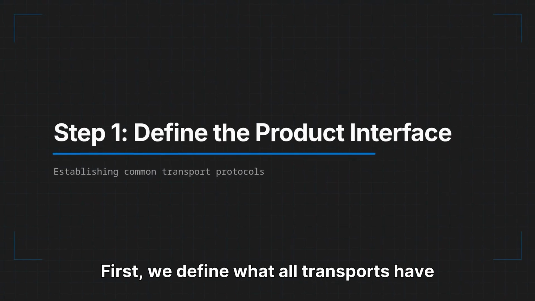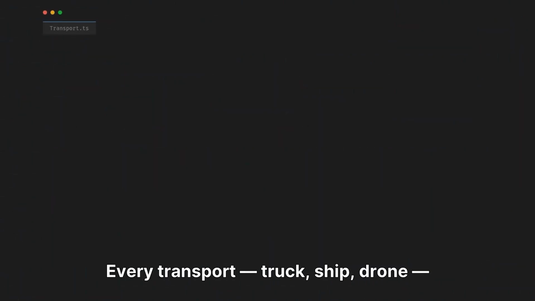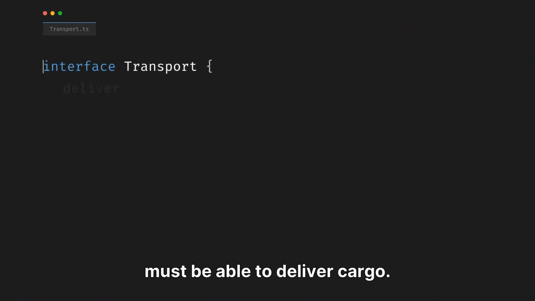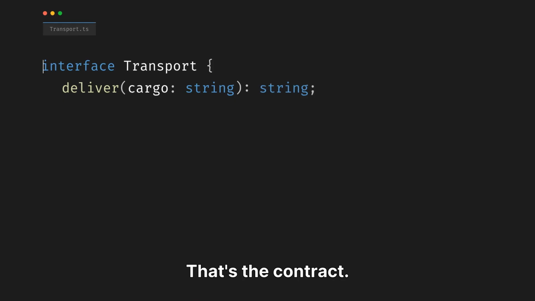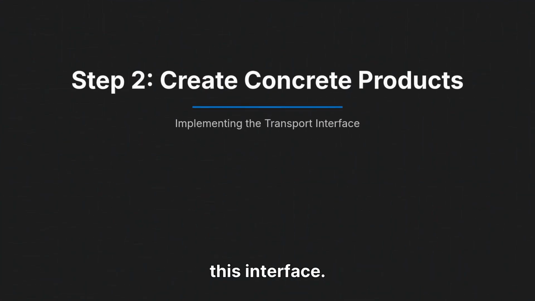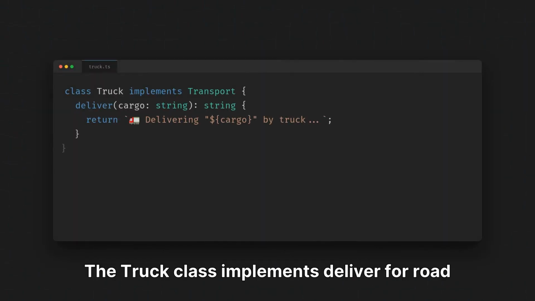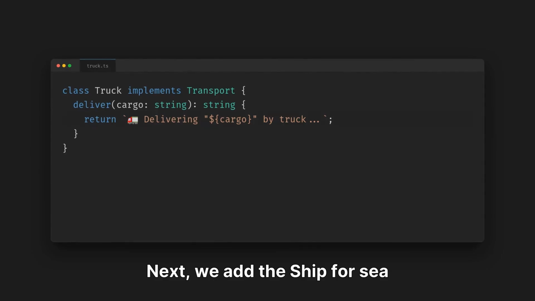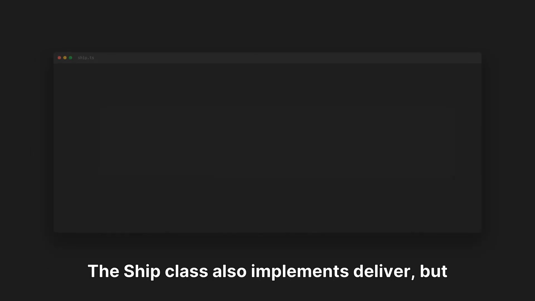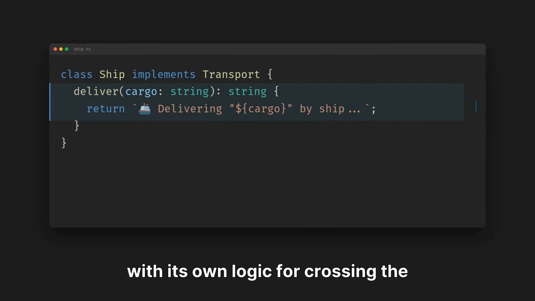First, we define what all transports have in common: an interface. Every transport, truck, ship, drone, must be able to deliver cargo. That's the contract. Now let's create concrete products that implement this interface. We'll start with our original truck. The truck class implements deliver for road transport. Next, we add the ship for sea routes. The ship class also implements deliver, but with its own logic for crossing the sea.